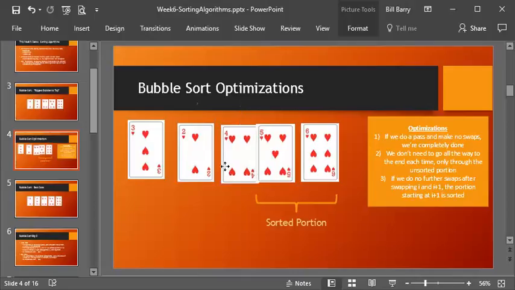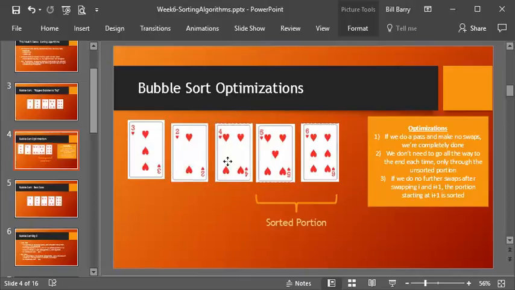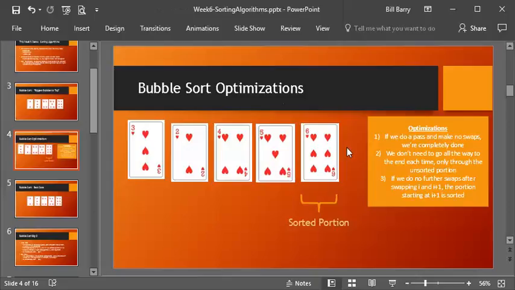Now, even if we had only done 2 passes, right? Let's say that we had only done 1 pass. This was, we were on the second pass. But notice we swapped these two, and then we didn't need to swap these two. The interesting thing is here, after the final swap that you've made, everything else must be in place.